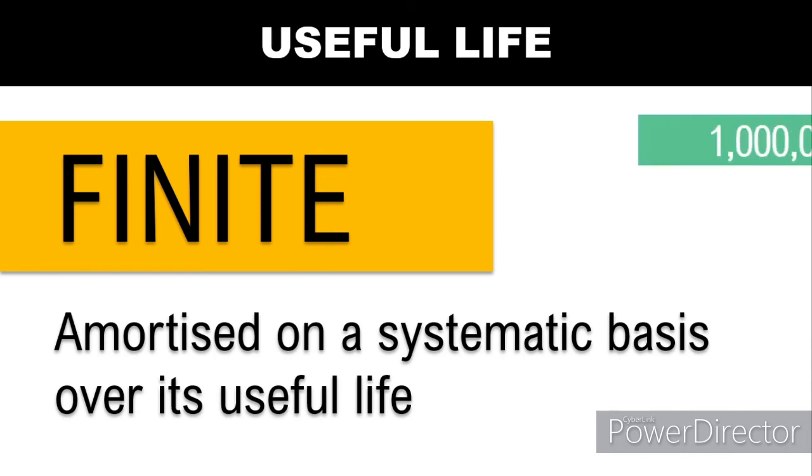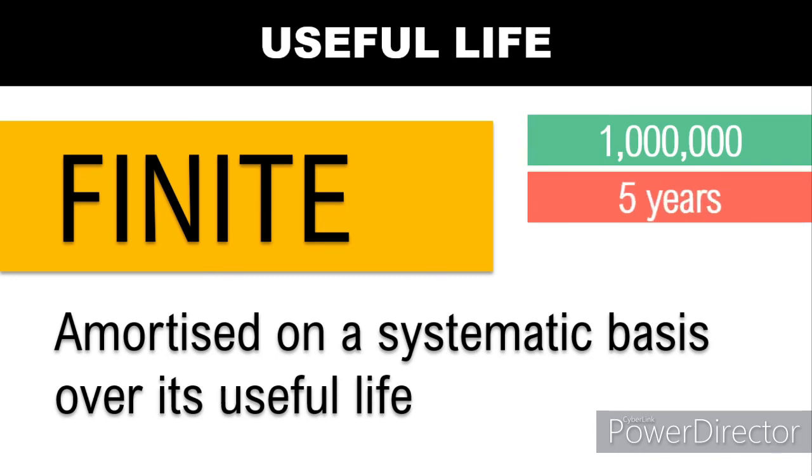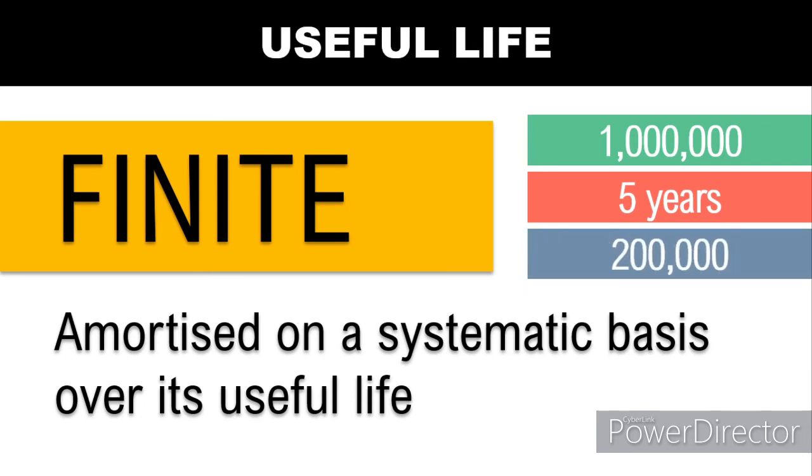Let's look at one example. Let's say the value of the intangible asset is 1 million. The useful life is 5 years. So the amortization per year will be 200,000 ringgit. This is just a simple example.